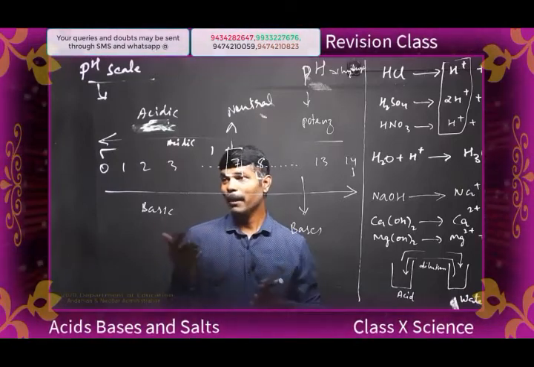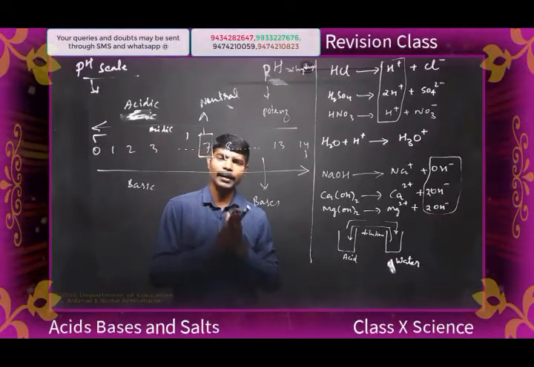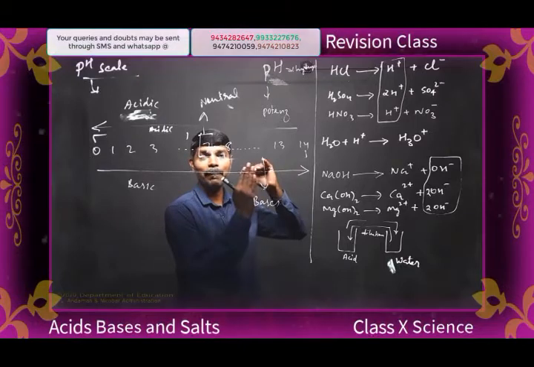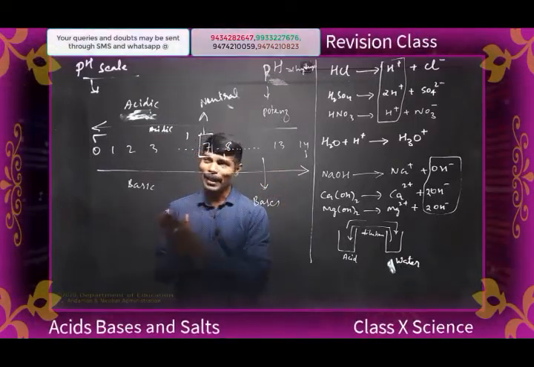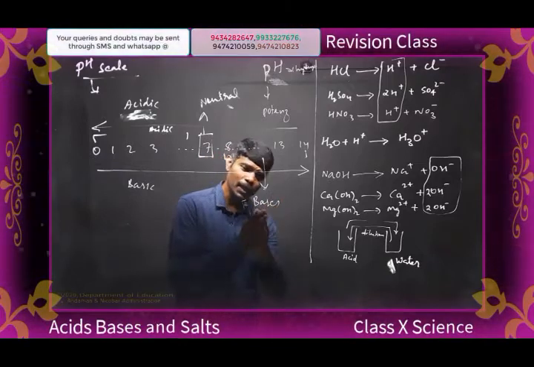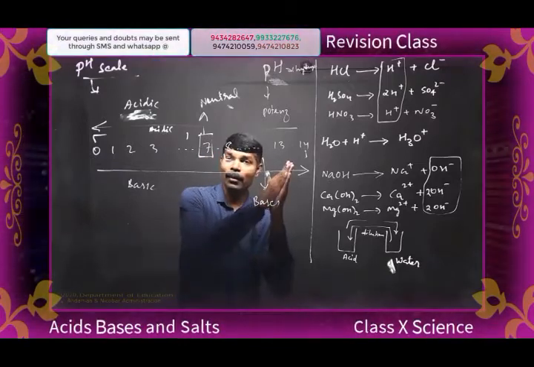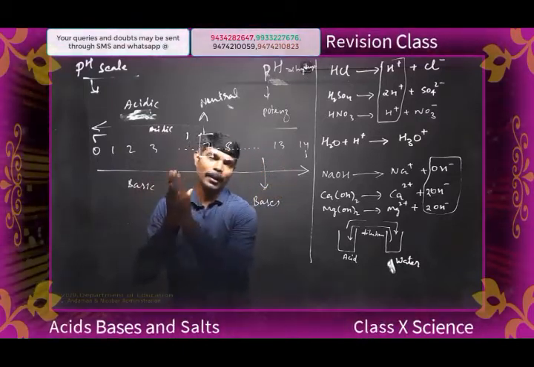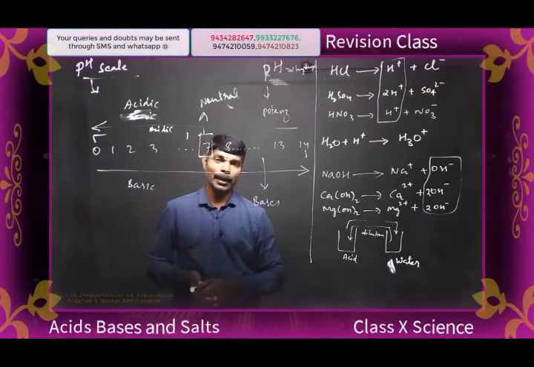Once again, keep in mind here that if the pH value decreases, then acidity will increase. If the pH value increases, then the basic nature of the substance will increase. So by increasing the pH value, always keep in mind that the basic character will increase. If the pH value decreases, then acidic character will increase, right? So this way we can understand about the pH scale.